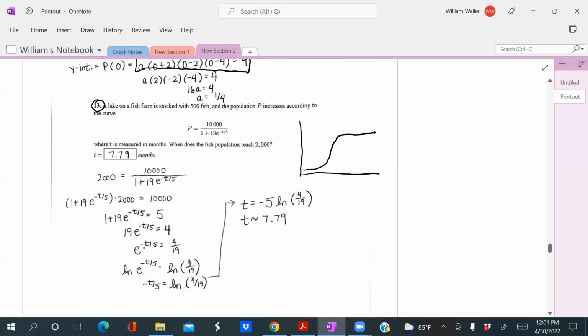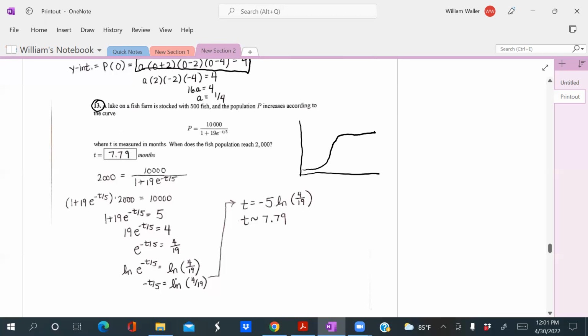Now we apply the inverse of the natural exponential function, which is the natural log function. So apply the natural log to both sides. These cancel on the left-hand side, so you just get the exponent, minus t over 5, equal to the natural log of 4/19. Who knows what that is? But the calculator knows. Before I use the calculator, though, I think I'm going to multiply both sides by 5.